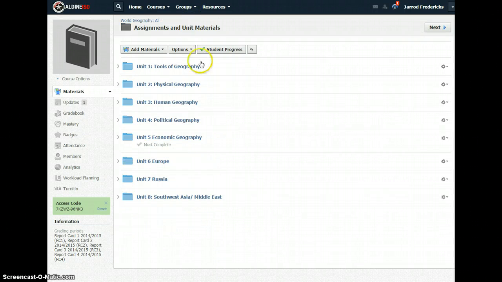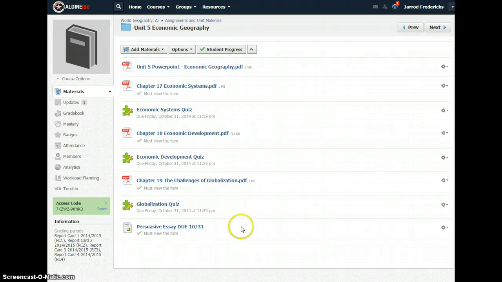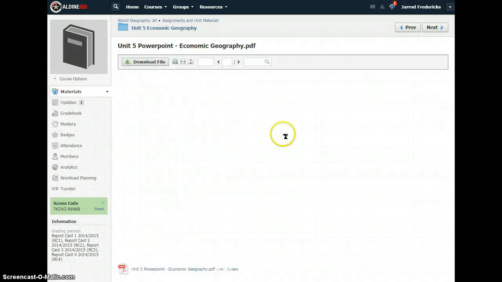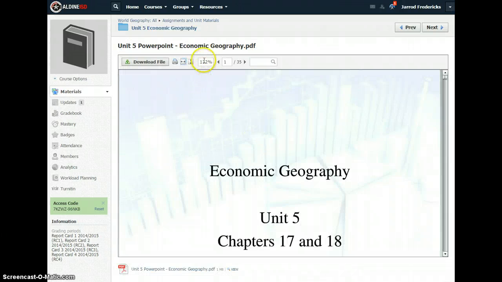I'm going to try and walk through the PowerPoint with you so we don't have to do this in class. So on the assignments and unit materials page on Schoology, just go to your Unit 5 Economic Geography folder, and at the very top I placed your PowerPoint, which will open in Schoology for you.